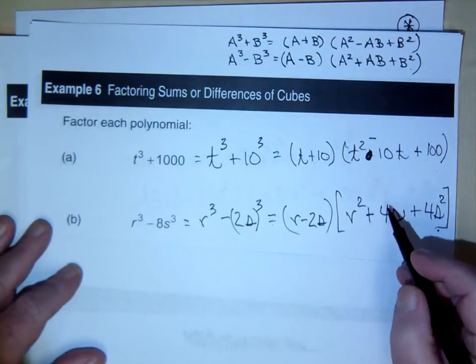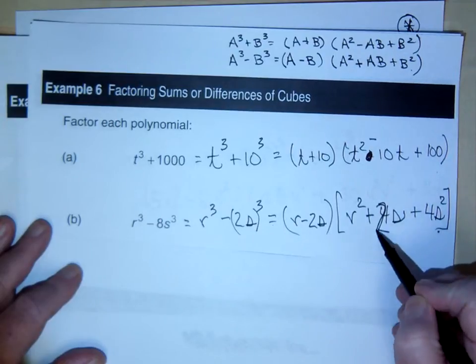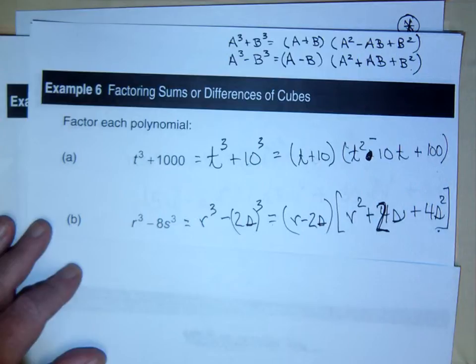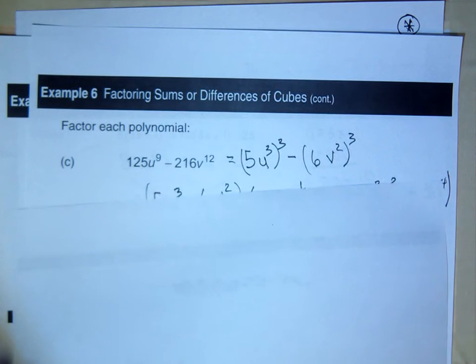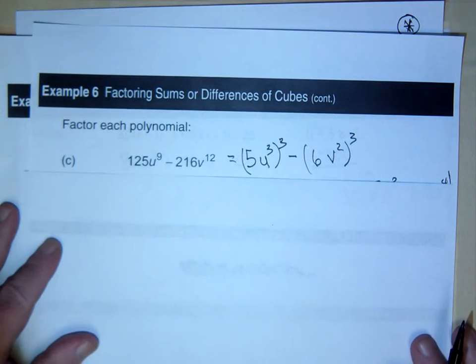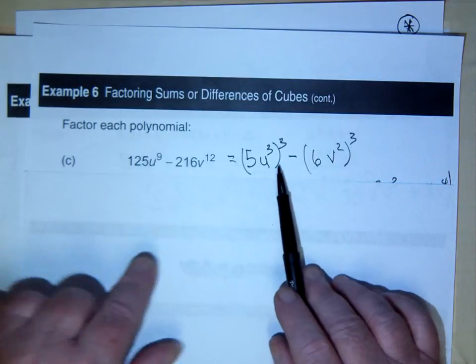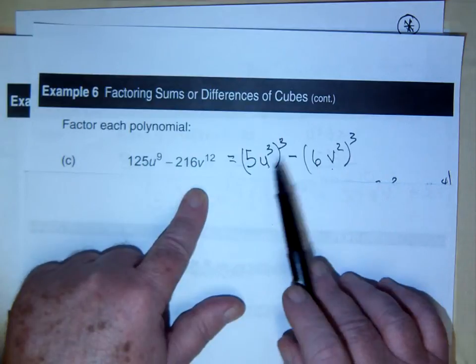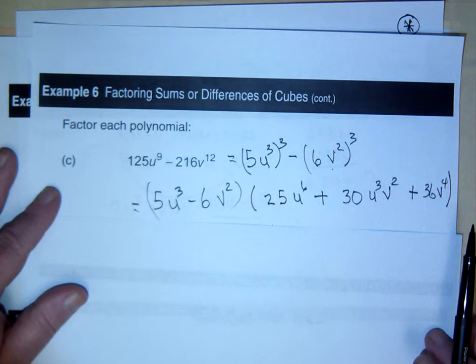This way, actually this should be a 2. And last but not least, we can recognize that this can be viewed as the difference of perfect cubes, and I can factor it in this way.